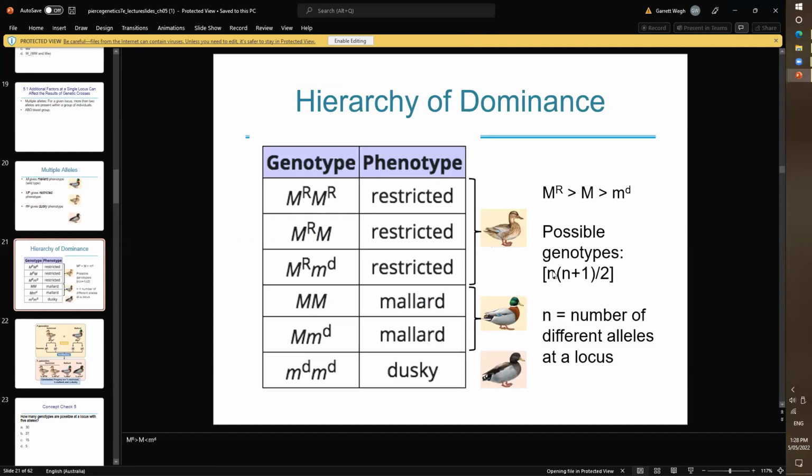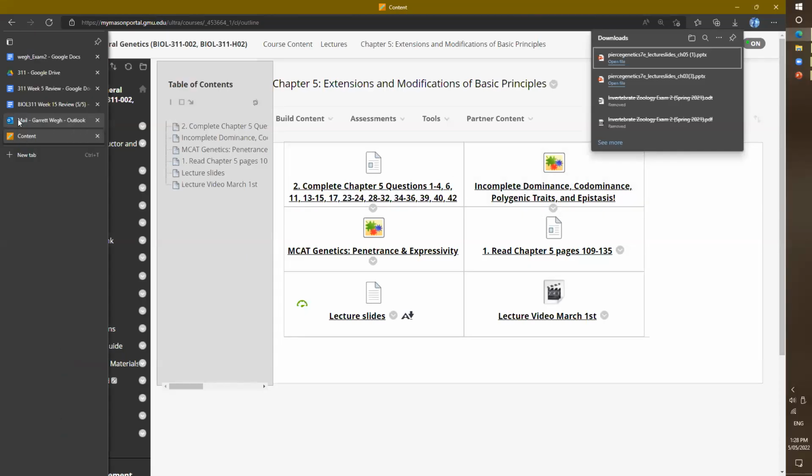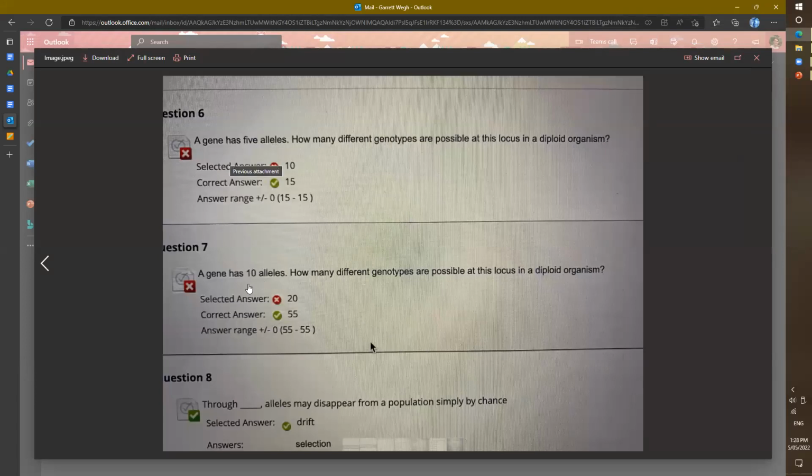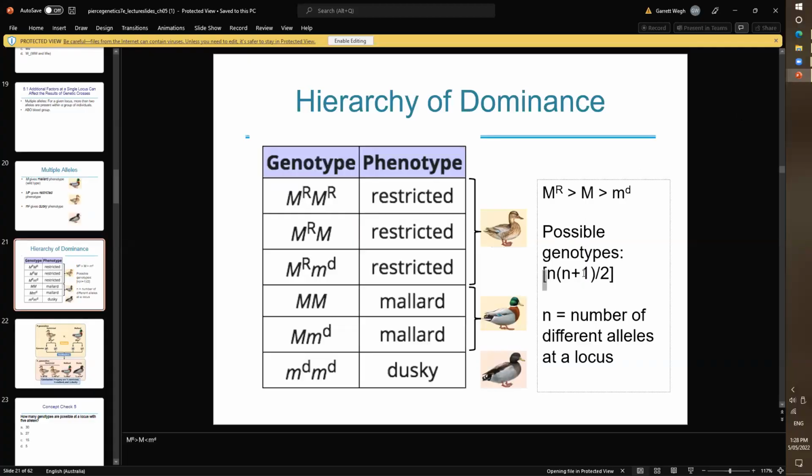Here it is. So if you are given a question that gives you the number of alleles that are present within a gene, and it asks you the number of genotypes that could possibly result from this combination of alleles, the answer is this. The number of possible genotypes is n, the number of different alleles that represent a particular gene locus, times n plus 1, divided by 2. Let's try and decipher what this means.